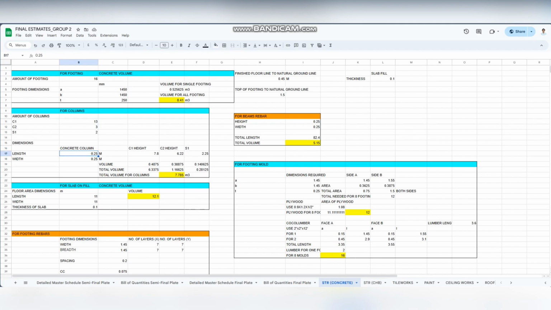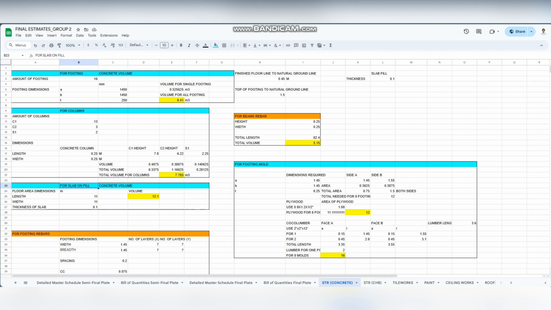But the dimensions were the same. It was only the height that was different between each of them. So we calculated that right here. Then we multiply by the amount. Then add all three. Then we have this value right here.